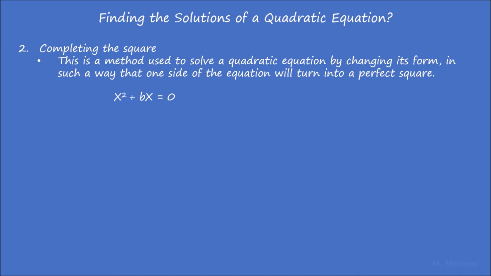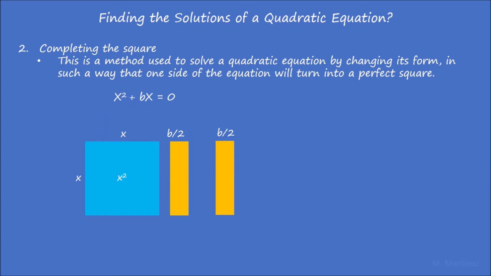Let's imagine x squared is the area of this square. Therefore, each side of this square is equal to x. Then, let's say bx is the area of this rectangle, its width is b, and its height is x. Imagine that using all of these shapes, we need to create a perfect square. In order to do that, let's cut this rectangle in half. From here, the width of each rectangle will be b divided by 2. Its height will still be x. By doing that, the area of each rectangle will be bx over 2.